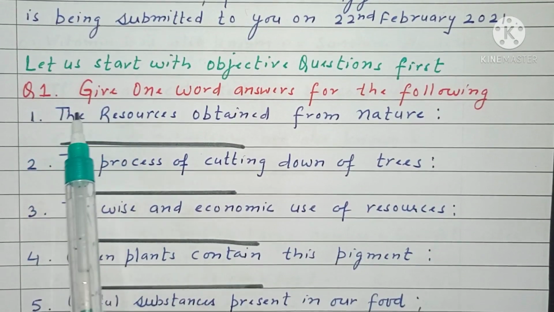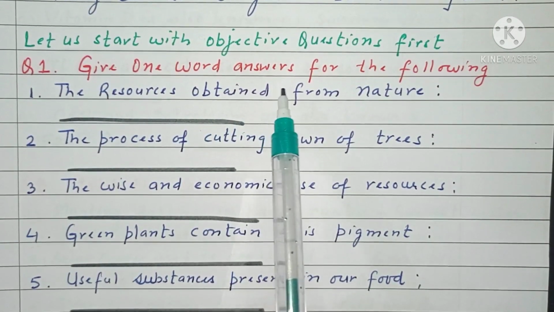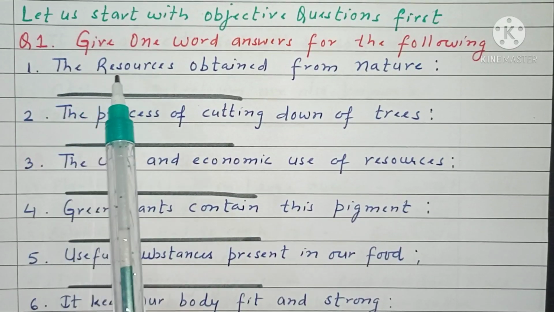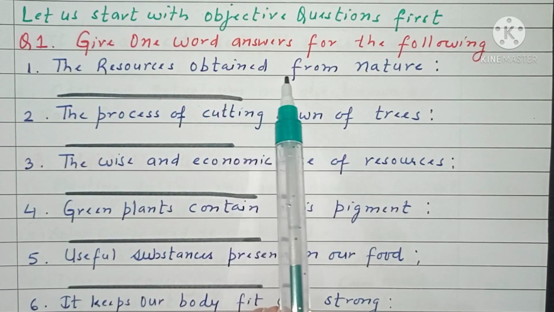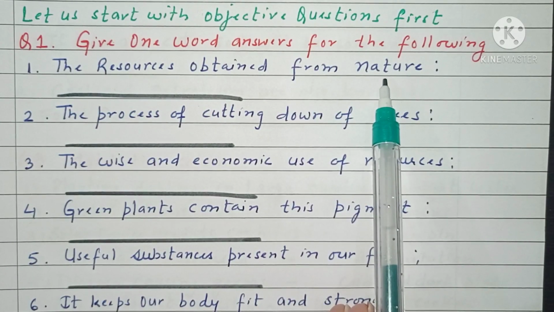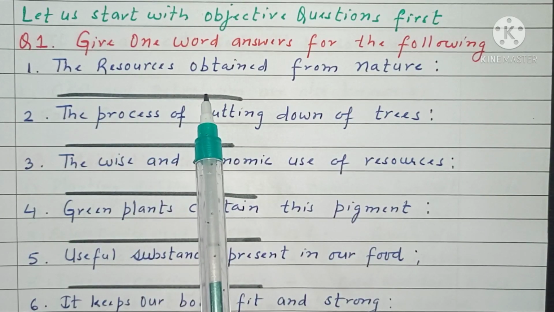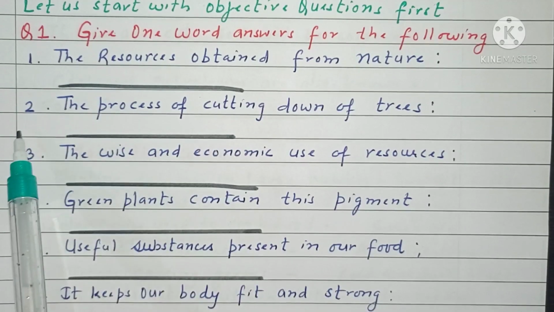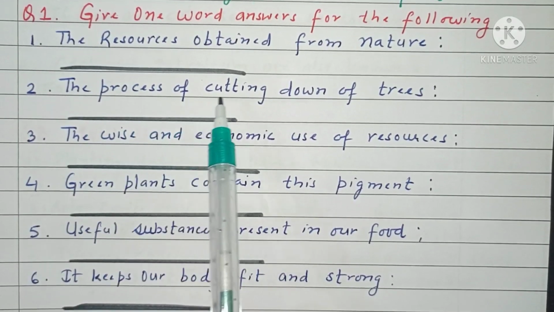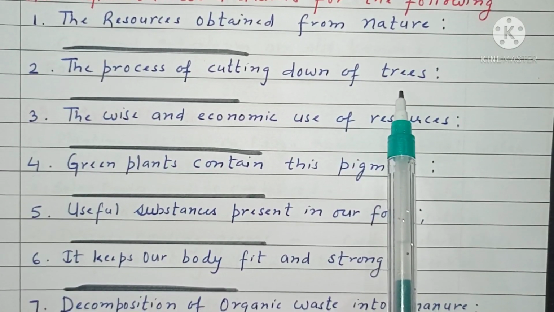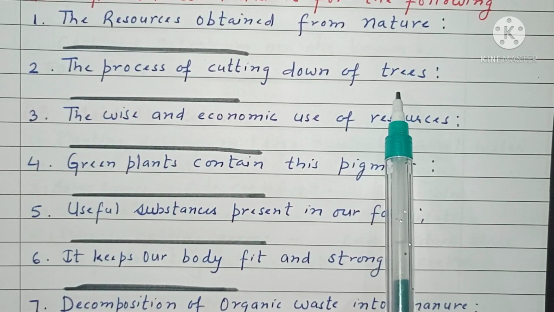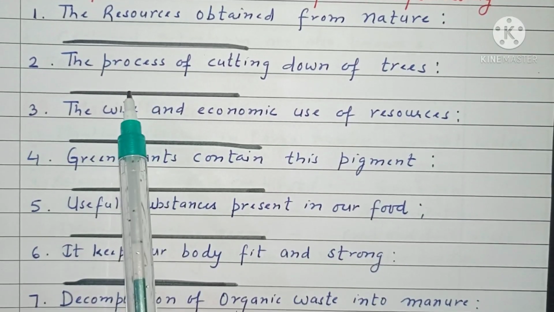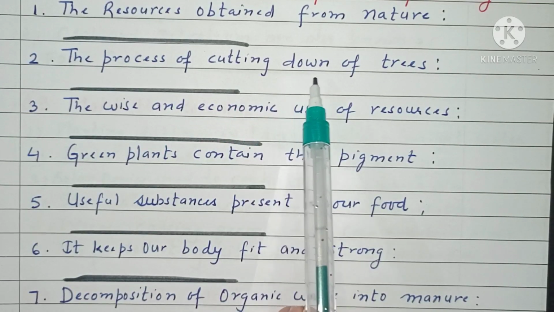Question number 1 is give one word answers for the following. Number 1, what do we call the resources which are obtained from nature? Yes, they are the natural resources which are also known as earth resources. Number 2, the process of cutting down of trees. There are two processes. One is afforestation and one is deforestation. So, what do we call the process of cutting down of trees?